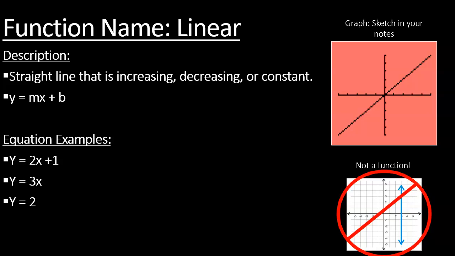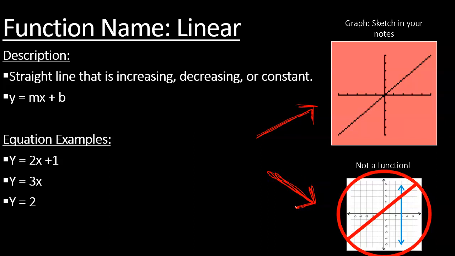Feel free to abbreviate anything that you need to. If you can put INC period for increasing and DEC for decreasing and you know what it means, that's perfectly fine. Once you've copied the description, you're going to move right again to the graph box. And in the graph box, you're just going to sketch examples of linear graphs. Okay? The top one is an example of a graph that is linear. The bottom one is an example that is nonlinear.